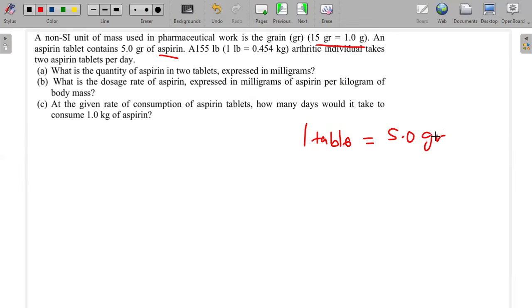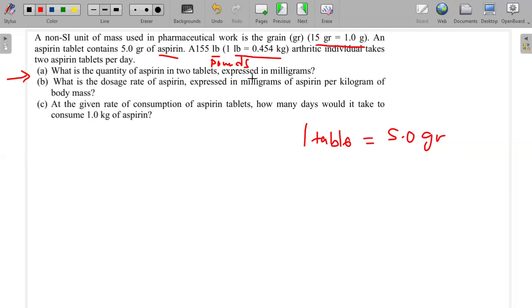5.0 grains. Now a 155 lb arthritic individual. So this lb simply means pounds. So this is just the mass, but in the units of pounds. So a 155 pounds arthritic individual takes 2 aspirin tablets per day. So one day they take 2 tablets of what? Aspirin. And then we've also been given the conversion factor from pounds to kgs. So the first question there, they're saying, what is the quantity of aspirin in 2 tablets?